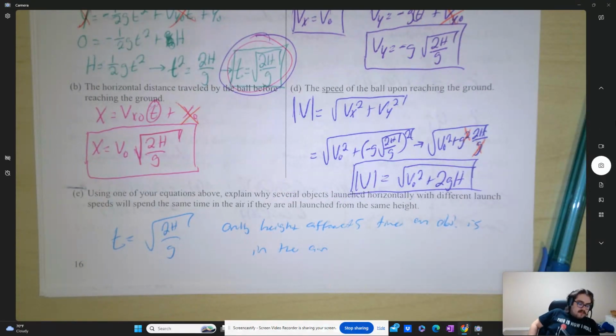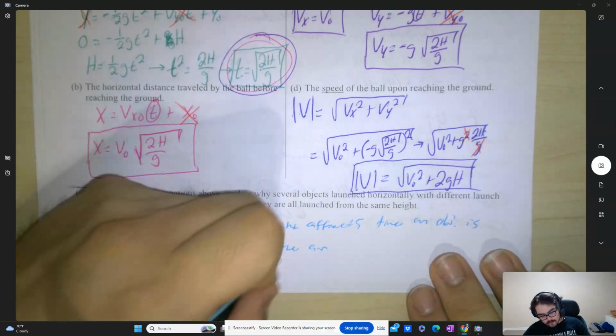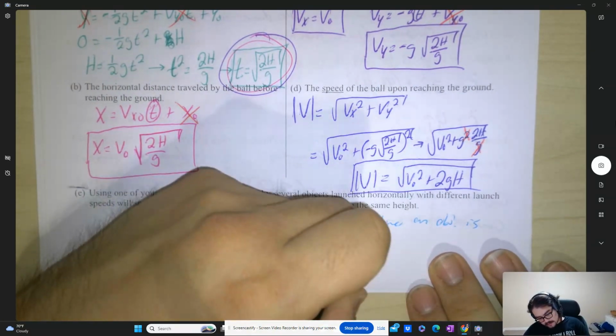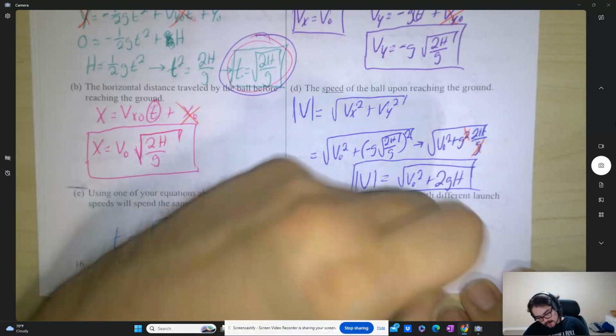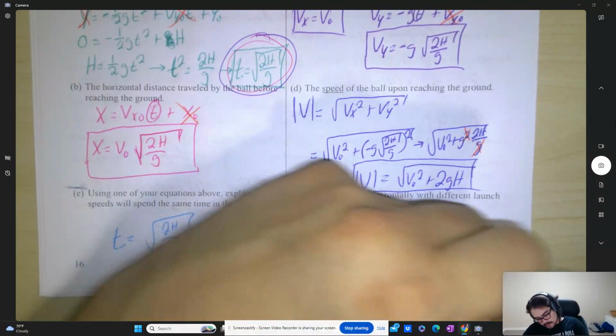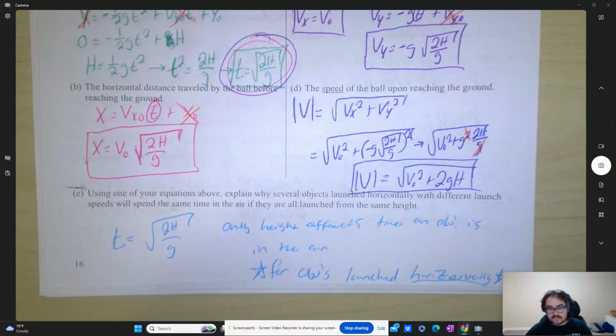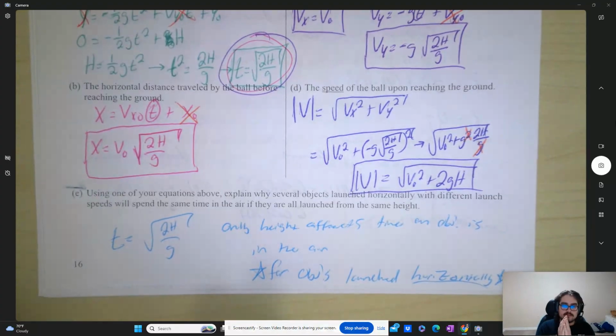I should probably clarify, for objects launched horizontally. Very important to clarify. I'm talking strictly about horizontal launch, where you're shooting it off to the side.